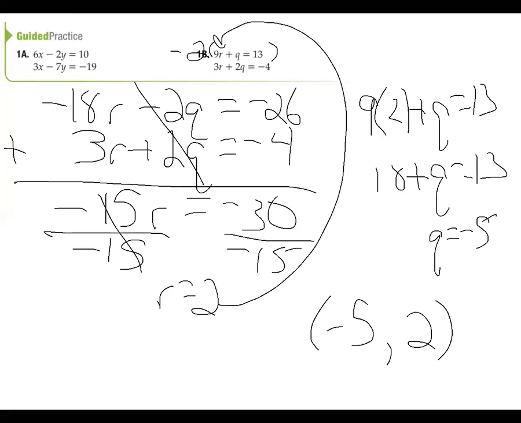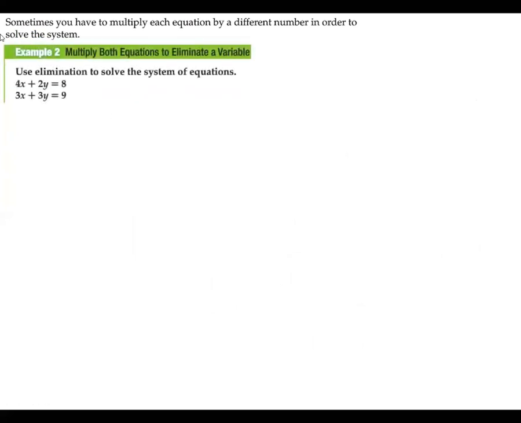Pretty cool stuff going on there. All right, sometimes you have to multiply each equation by a different number in order to solve the system. In other words, one of the coefficients is not a multiple of the other ones. So a situation like this might come up.